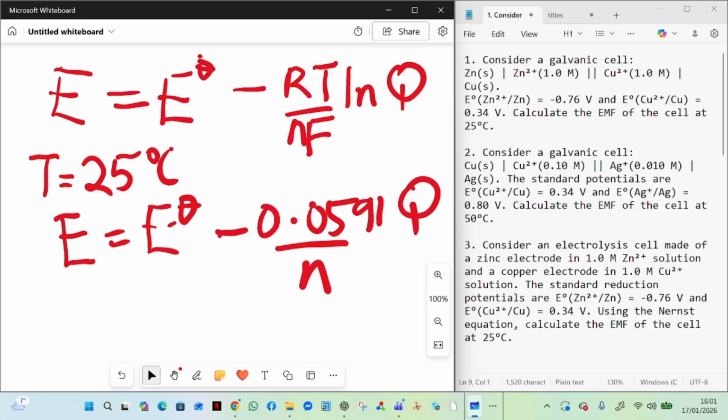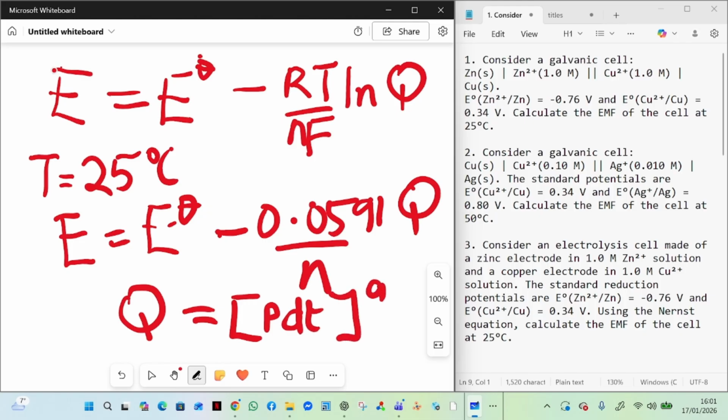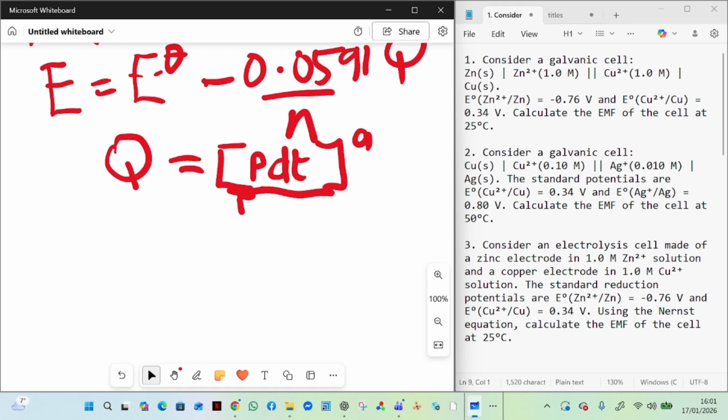So in this particular question, we are going to find out which of these equations to use given a problem. First of all, let's find out how we determine Q. Q should be equal to the concentration of the products raised to stoichiometry over the concentration of your reactants, also raised to stoichiometry.